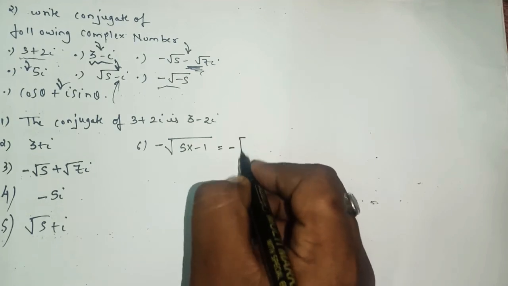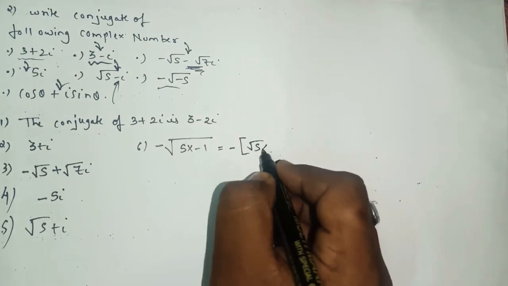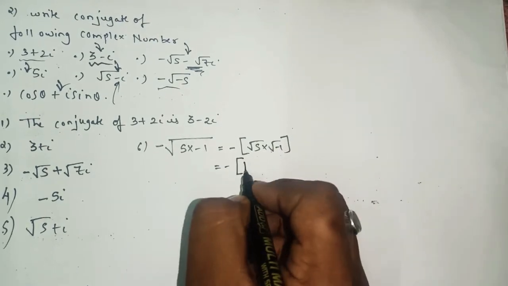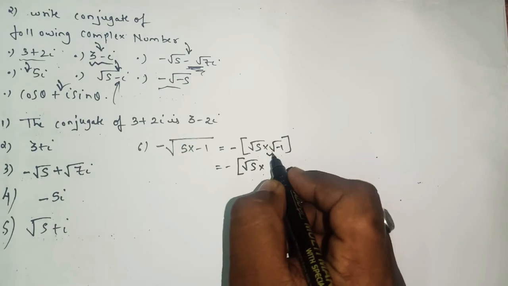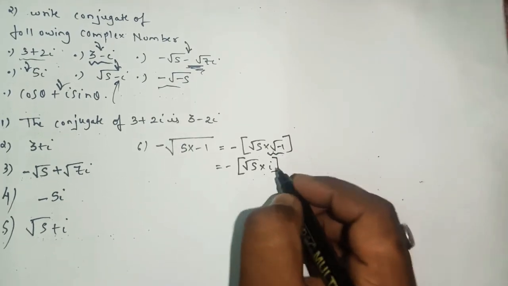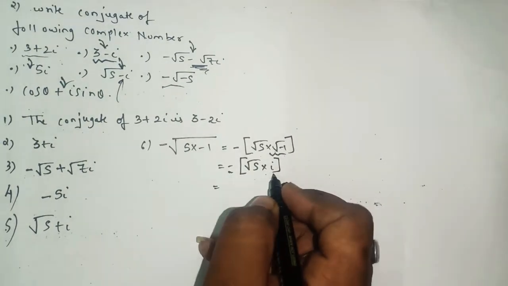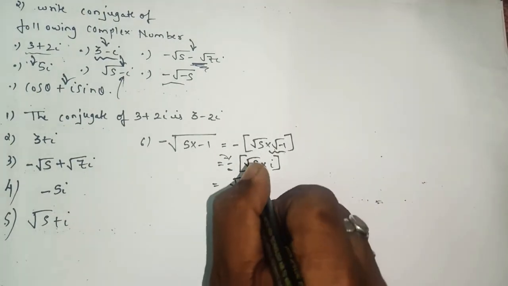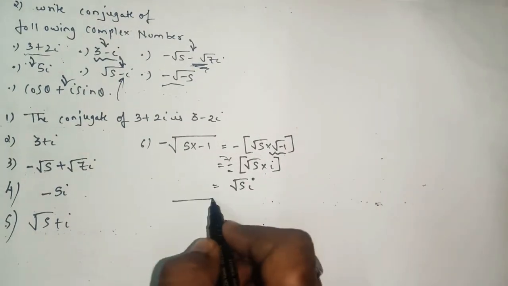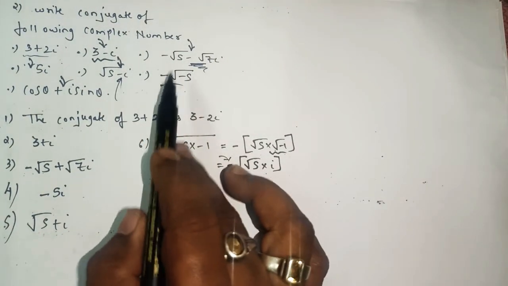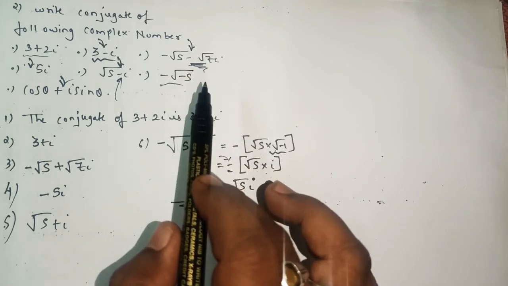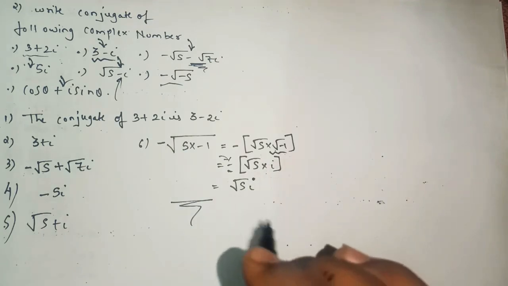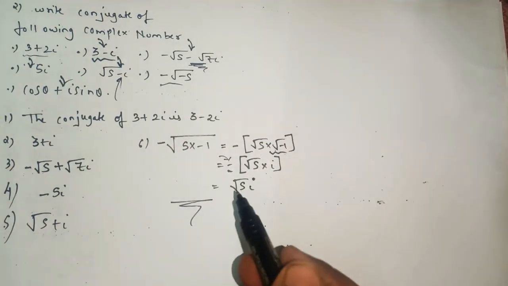Minus, so we can write this as root 5 into root minus 1 minus; we'll keep this root 5 as it is, and we know that the square root of minus 1 is what? I. Okay, so minus is there and I is there, so we have to change the sign of I, so this will be root 5 I. Therefore, minus root of minus 5, the answer is what? It is root 5i.